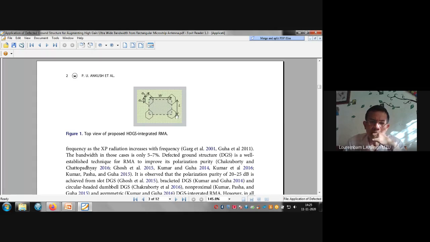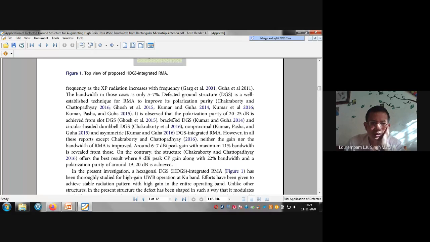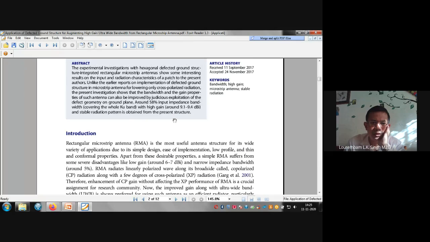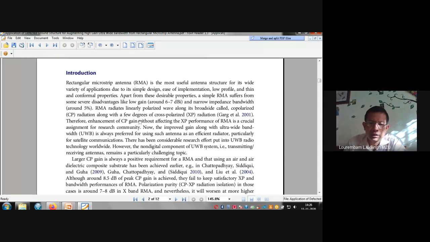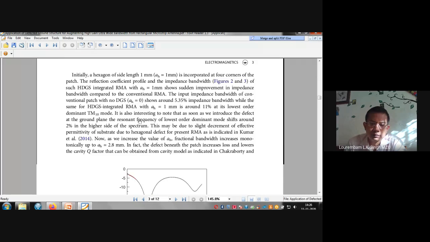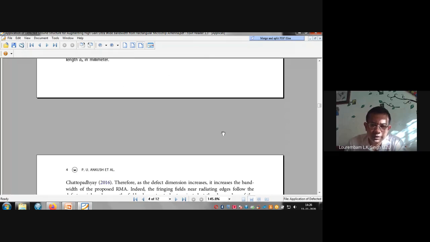Here these kinds of slots have been introduced on the ground plane. Then we obtain quite a good gain. The gain is around 9.1 to 9.4 dBi, and around 58% impedance bandwidth, covering the whole of the Ku band. The Ku band, as we know, is from 8 to around 12 gigahertz, 12 to 14 gigahertz. So we can obtain a large bandwidth. This was published in the electromagnetics journal.